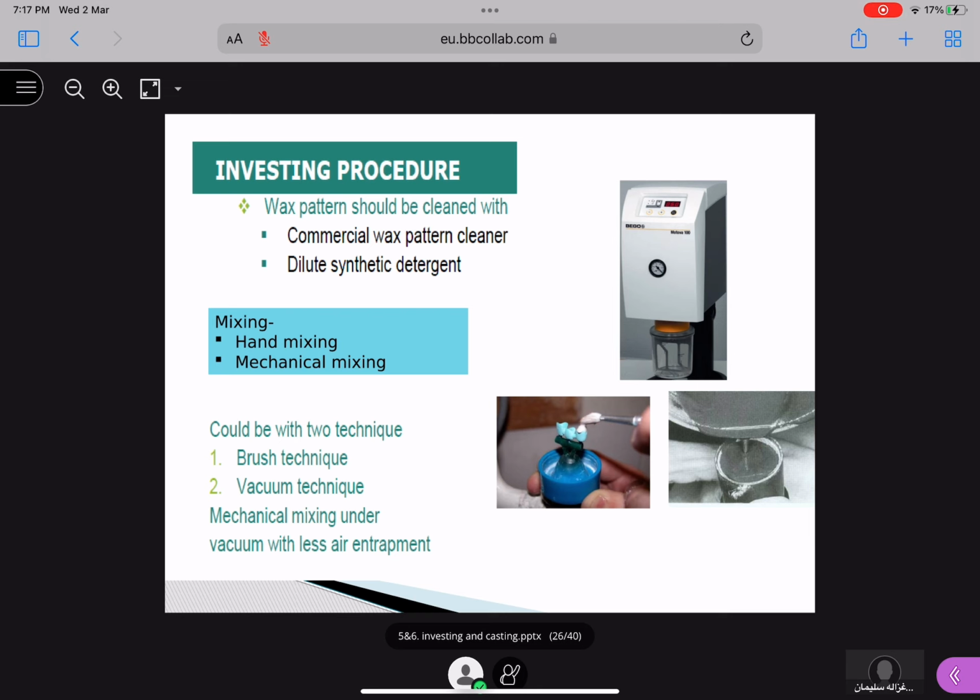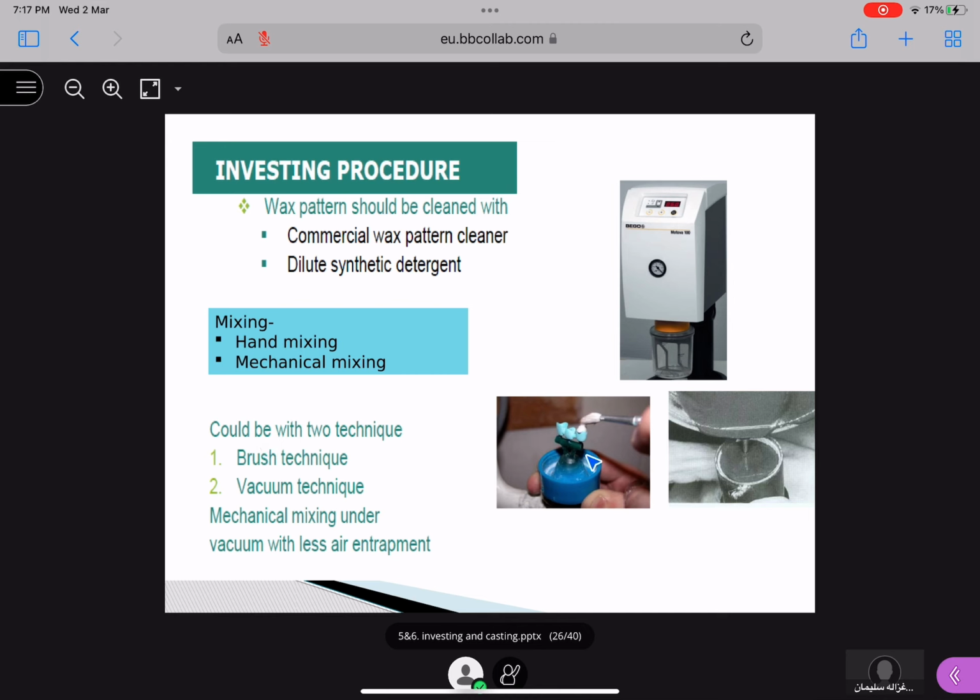The wax, you have attached, this is a sprue former. You can call it a cover or lid of the crucible former or whatever you can call it. You have to attach your sprue here, and now you can mix the investment material. First you will clean this wax pattern with the commercial wax pattern cleaner, or with the detergent even, and you can mix this investment with the hand mixer, or you can use the mechanical mixer with the hand also, and this is your mechanical mixer.